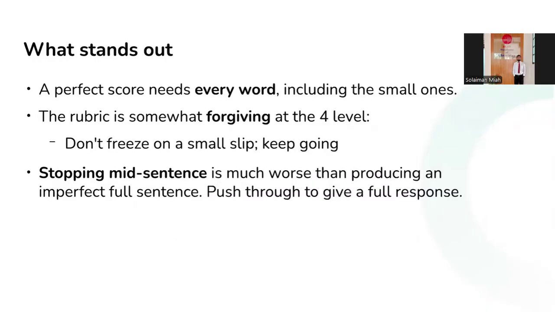A few things stand out. First, the perfect score requires that every word be there, the small words too. Second, the rubric is forgiving of minor slips at the 4 level, so don't freeze if you miss something. And third, stopping in the middle of a sentence is much worse than producing an imperfect full one. If you blank on a word, push through with what you have.